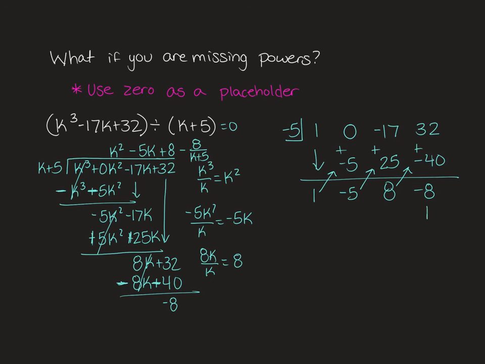Okay, so remember the last term is your remainder. This is your constant. This is your x. This is your x squared. In this case, we have k's. So it'd be k squared minus 5k plus 8 minus 8 divided by k plus 5, which is the exact same thing that we got using long division. Okay, so just remember, if you're missing a power, you need to use 0 as a placeholder.